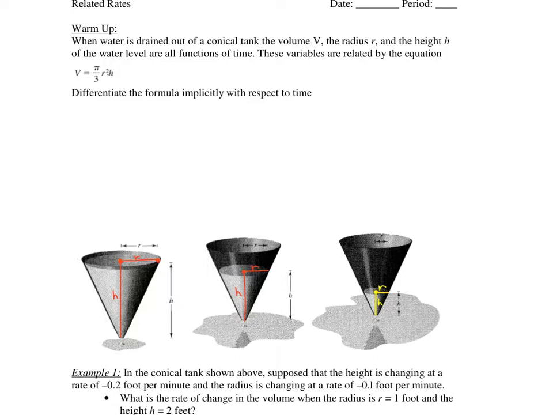When we're looking at a situation like this, the thing that we need to do is we need to make sure that we try to find a formula that relates all of the variables together. And in this case, our volume formula for a cone, volume equals pi r squared h over 3, gives us that relationship. Okay? That's why this is called related rates. We're going to be doing derivatives on formulas that show a relationship between multiple variables.